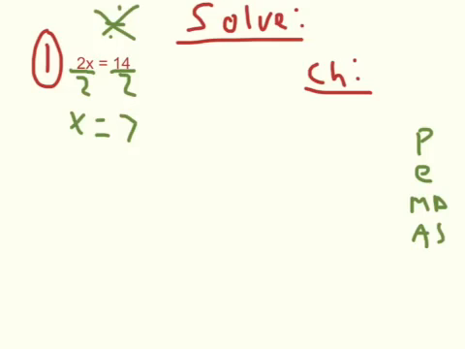Now I'm going to check it. I'm going to use this equation, 2x equals 14, but x is going to equal 7. There are a lot of different ways I could show this multiplication, but I'm just going to put my dot. 2 times 7 should equal 14. And sure enough, 2 times 7 is 14. So 14 equals 14.